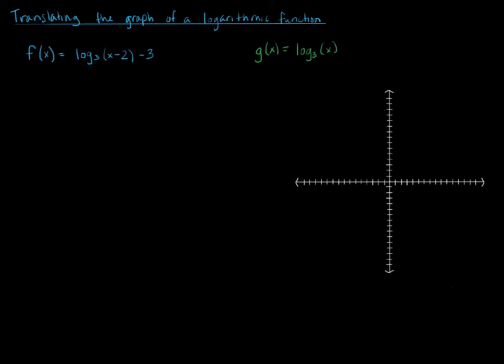Now we know that log base 3 of x is going to have a vertical asymptote at 0. We've been over that in other videos. So it's going to have a vertical asymptote at x equals 0.